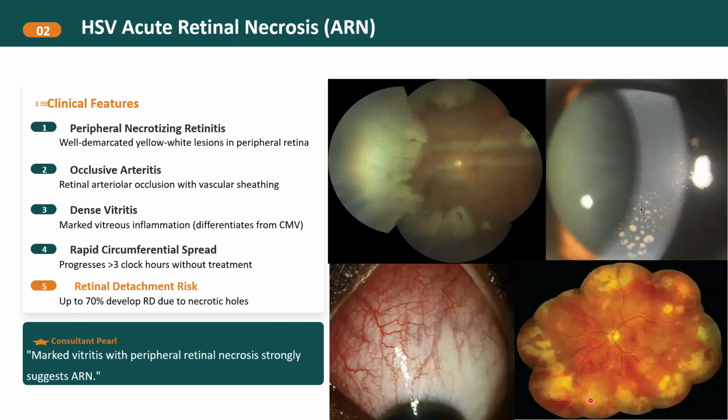At the end, these areas will heal either with the treatment or without, but the patient is prone to retinal detachment and retinal holes. There is a high risk, reaching up to 70% of these cases. The management should immediately start with antiviral treatment, and also you have to handle the associated vitritis. After you start antiviral treatment, you can add steroids.